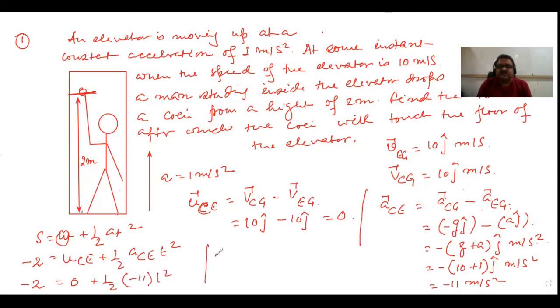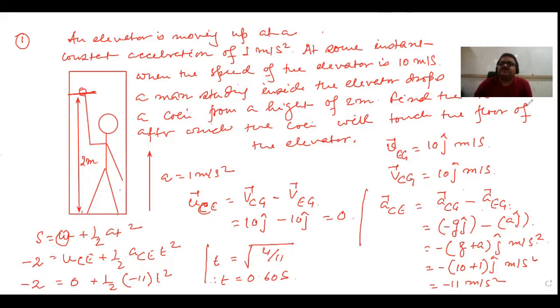So if I calculate, t square is equal to 4 by 11. Sorry, t is equal to root over of 4 by 11. And let me calculate the value. It is at around 0.60 second. Let's solve more problems related to this.